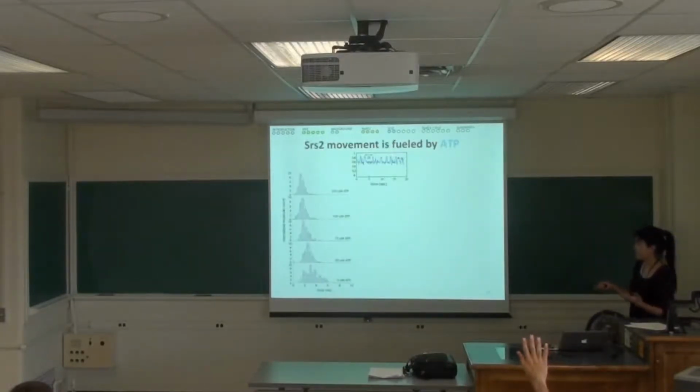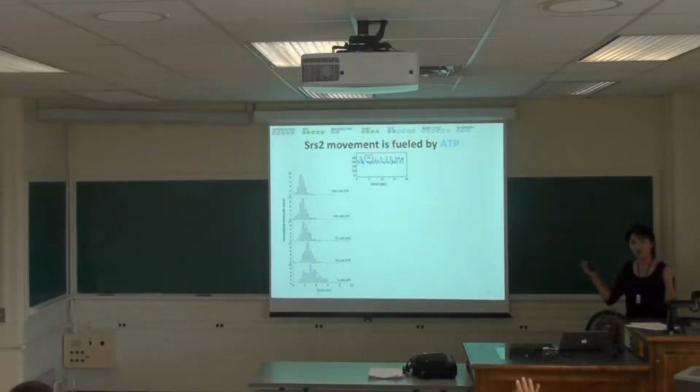Okay, so this was dependent on ATP. Without ATP, there's no fluctuation. And that was in the absence of Rad51. So let's look at Srs2 by itself first.